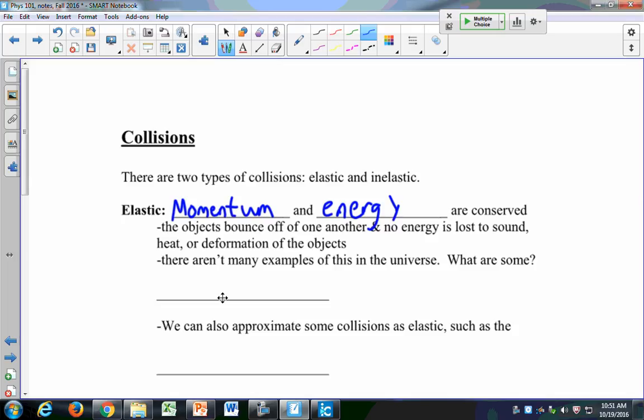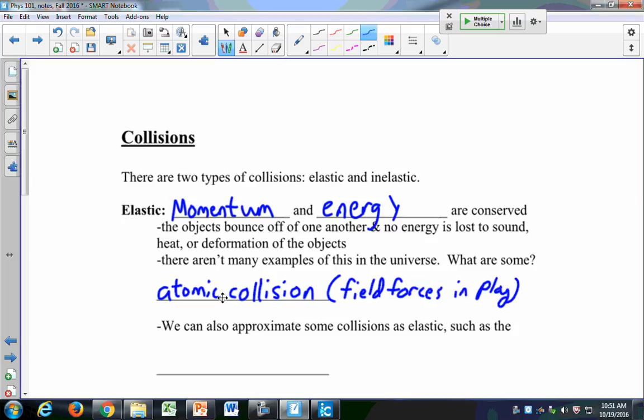So the examples include, well, atomic collisions, and that's really about it. Atomic or molecular collisions. But anytime you have field forces at play or at work in the collision.